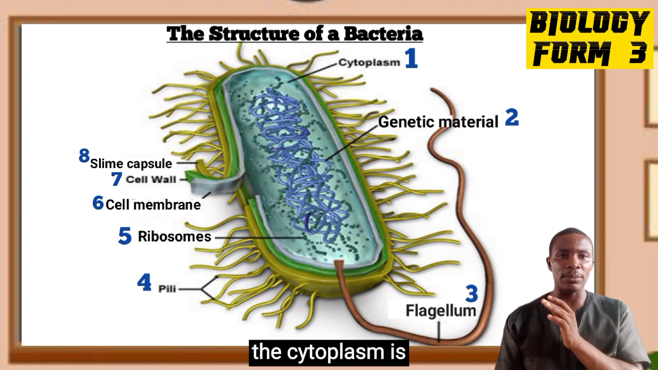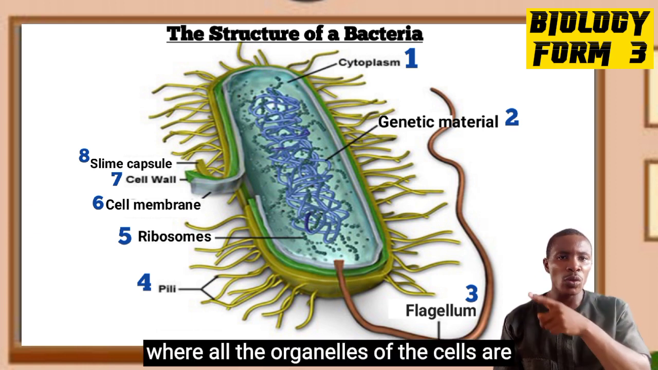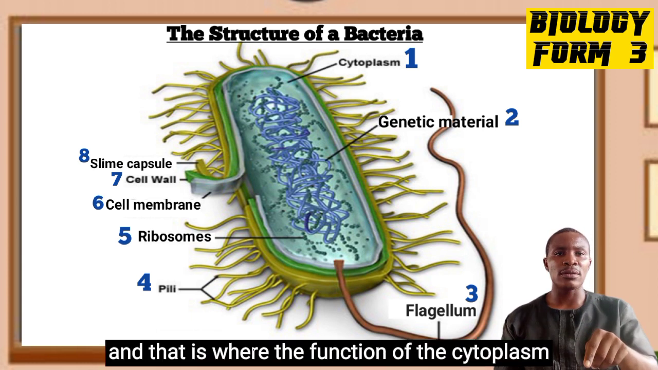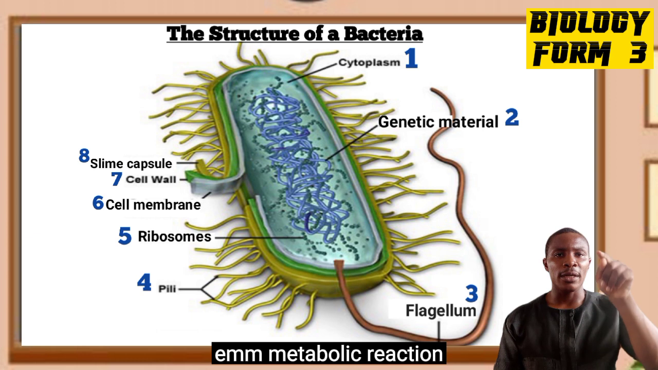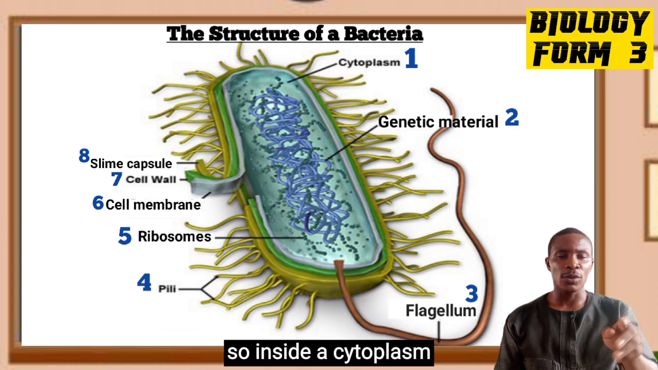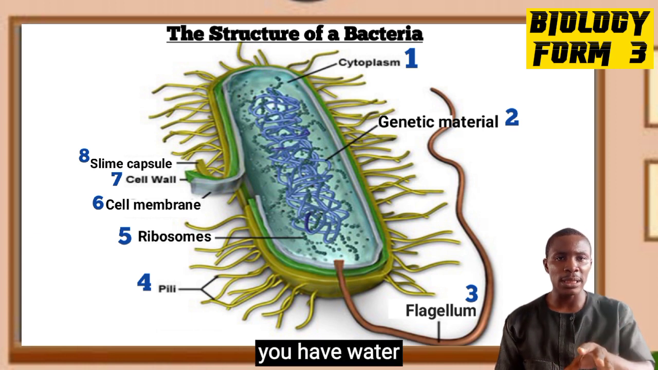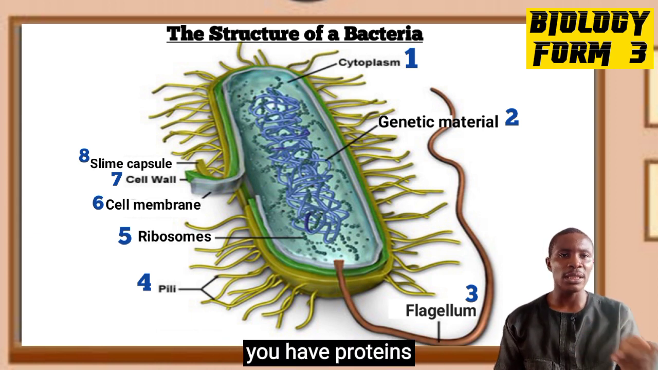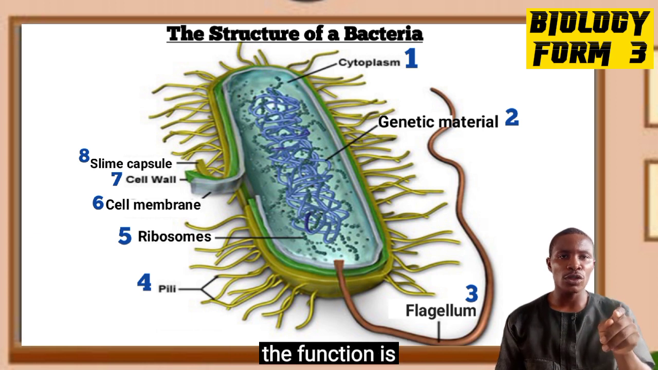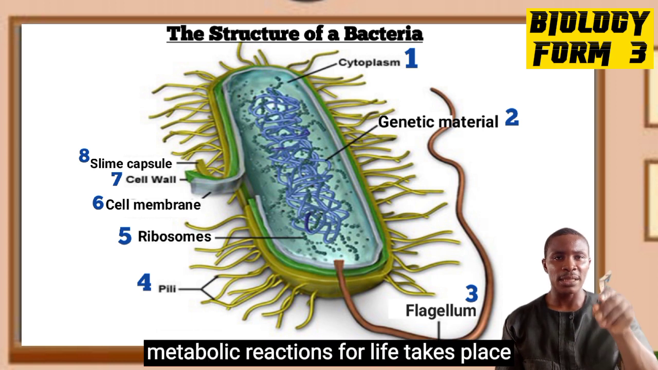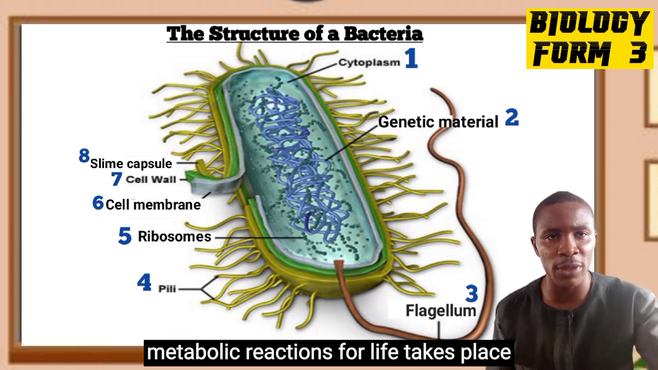The cytoplasm is where all the organelles of the cell are found, and the function of the cytoplasm is that it is where a metabolic reaction for the life of the bacteria takes place. So inside the cytoplasm, you have water, majority is water. Then you have enzymes, you have proteins inside the cytoplasm. The function is it is the area where metabolic reactions for life take place.